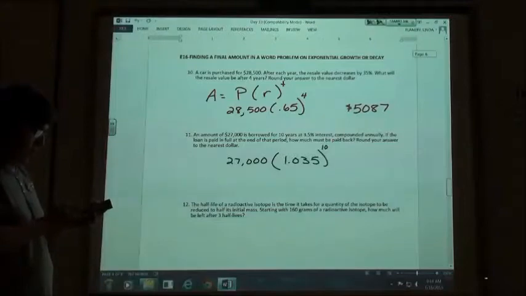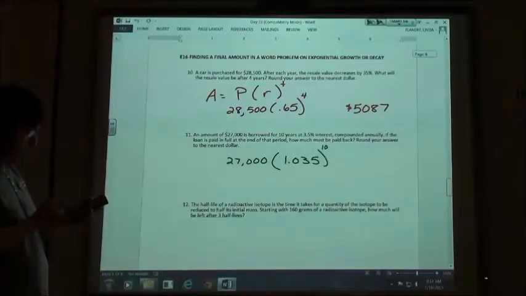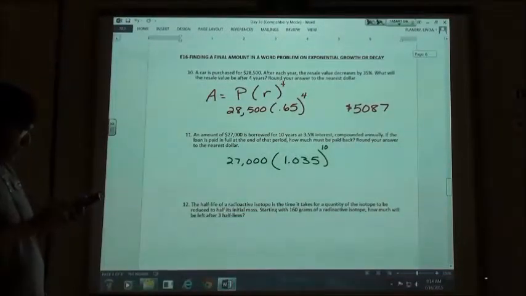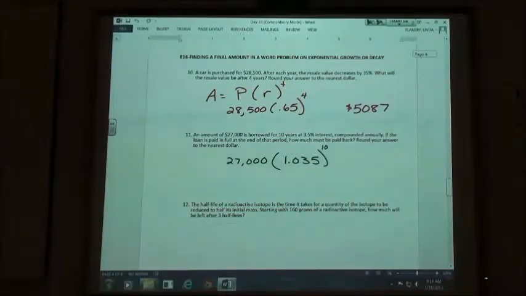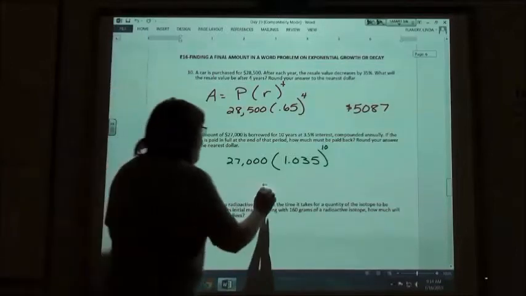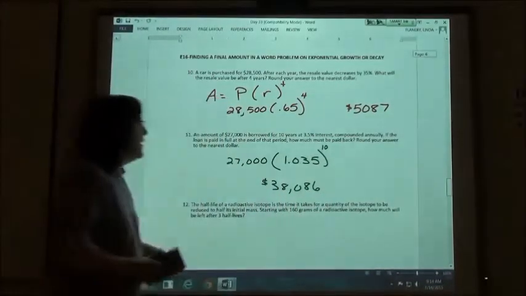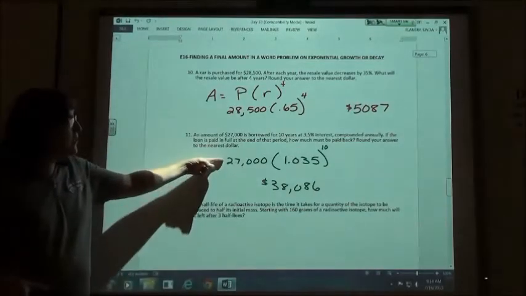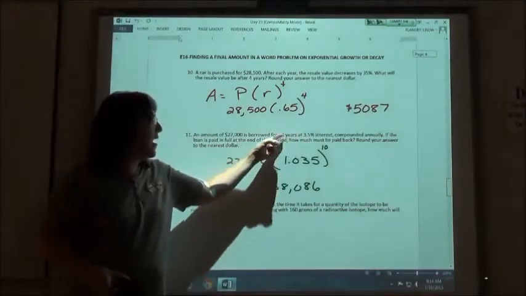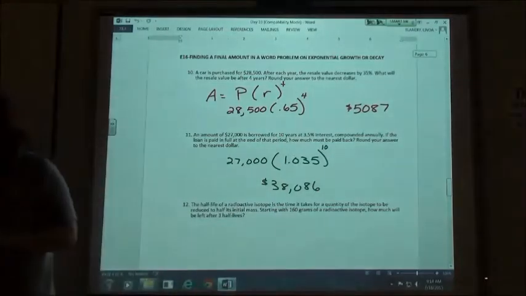27,000 times 1 plus 0.035 to the 10th power. And we are rounding to the nearest dollar. $38,086. So we borrowed $27,000. Our interest rate was pretty good. After 10 years, we pay $38,086 back.